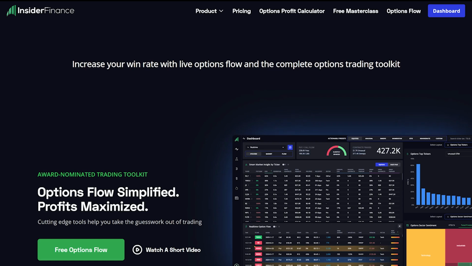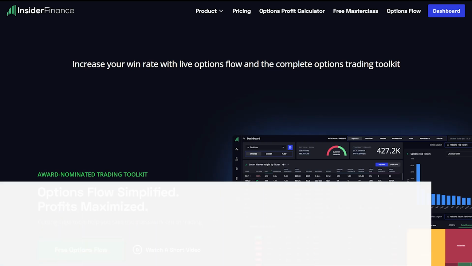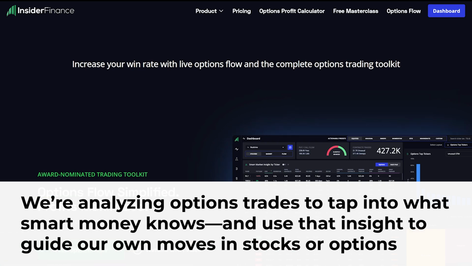So looking at either unusually large options trades or aggressive options trades that sweep across multiple exchanges or even come in above ask. So the idea here is that we're looking at options trades to get an idea of what smart money knows that maybe retail investors don't, and being able to use that information to inform your own trades, whether in equities or in options.